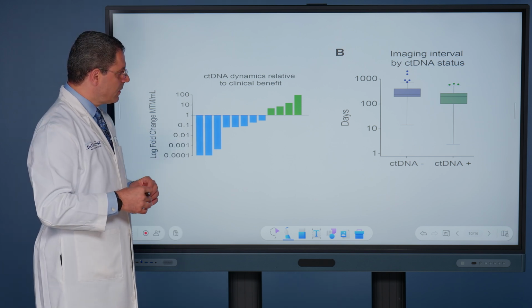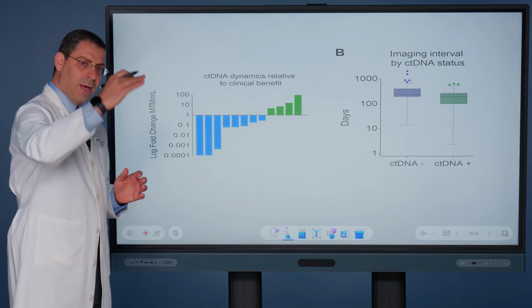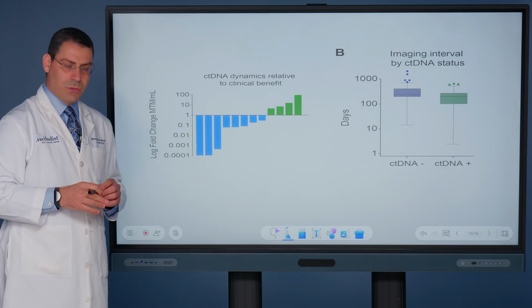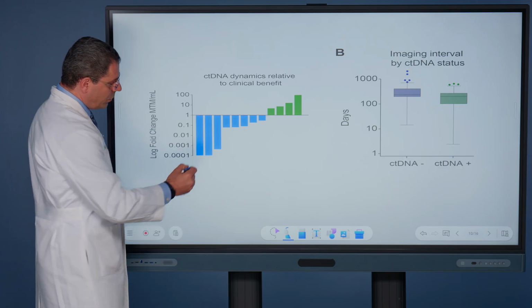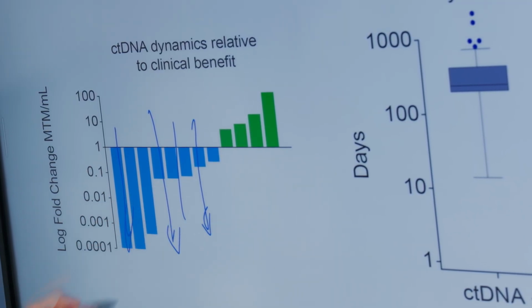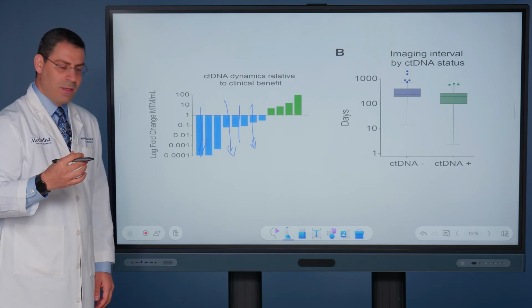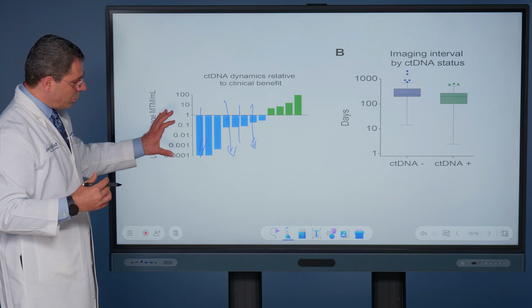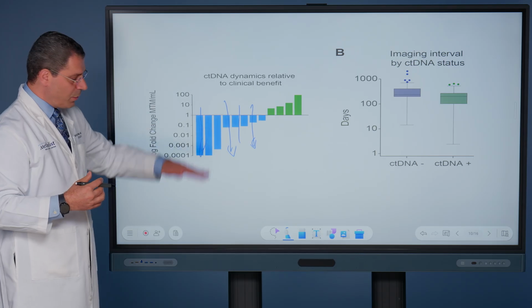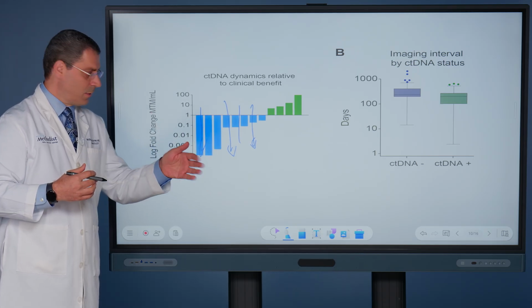So this ctDNA test is dynamic, and it can go up and down depending on the response to treatment. In blue, you see these curves going down. That means ctDNA is going down, and that reflects a clinical benefit. Those patients who have ctDNA going down with the treatment benefit from the treatment, and you can continue the treatment.